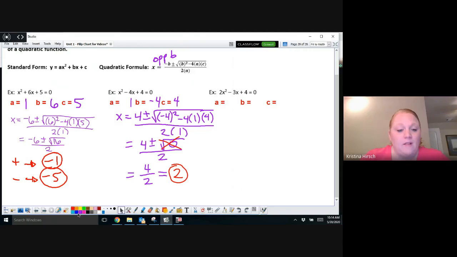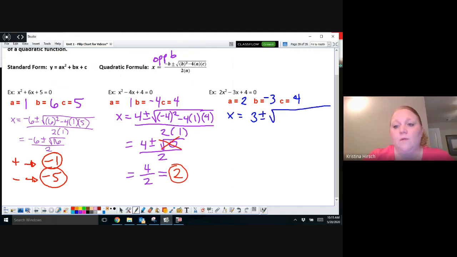All right, well, anyway, the last problem that I have, the A is 2, the B is -3, and the C is +4. So I'm going to substitute into my formula, x equals opposite B. Well, B is -3, so that would make that +3, plus or minus square root. B squared is -3 squared minus 4, A is 2, C is +4, all over 2A, which is 4. So I'm going to have 3 plus or minus the square root of something over 4.